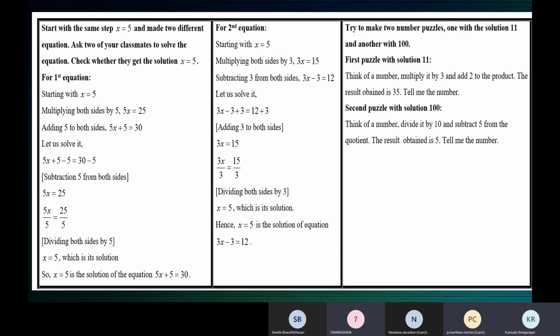When you're keeping 5 in your mind and constructing that, it means you're doing it for solution 5. The solution should be 100. So keep 100 in your mind and multiply it by 2, so you'll get 200. Add 20 to the result, so you get 220. So: think of a number, multiply it by 2, then add 20 to the result. The result is 220. Tell me the number. For this, the answer will be 100.